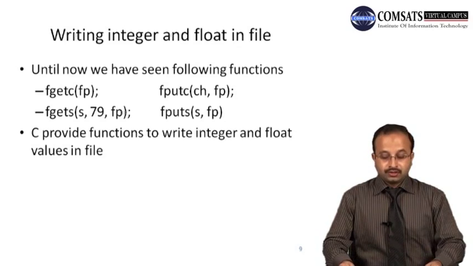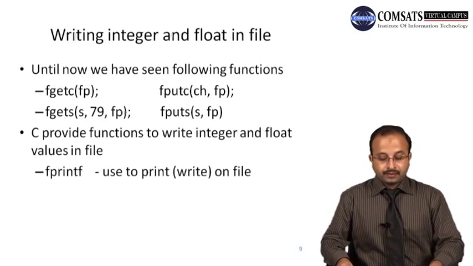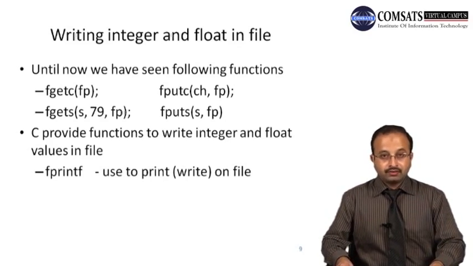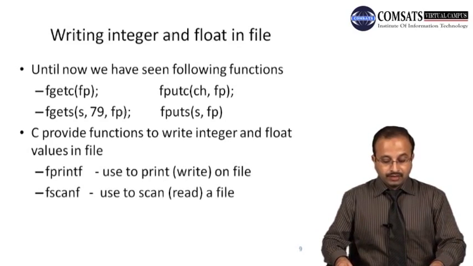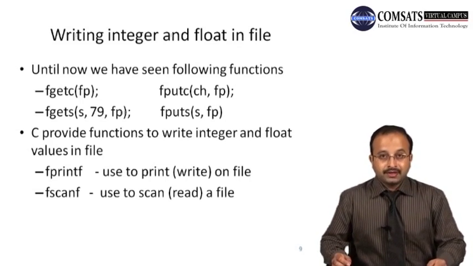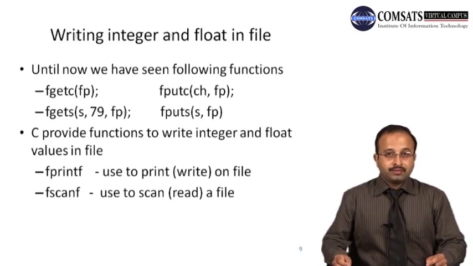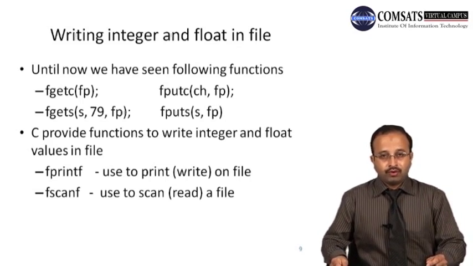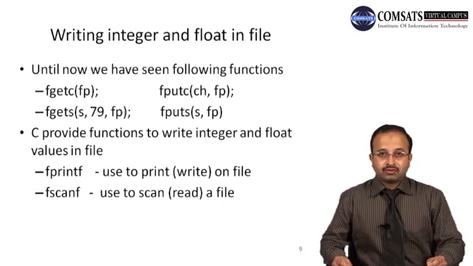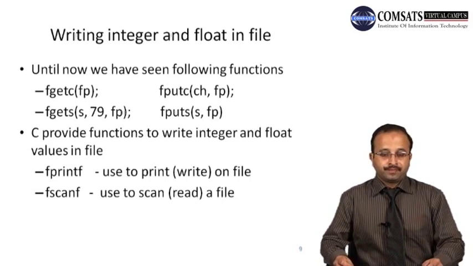C provides functions to write integers and floating point values in a file, and these functions are fprintf, that is used to print or write on a file, and fscanf, used to scan, that is read a file. So fprintf and fscanf are not limited to only numbers, that is integers or floating point, but you can write characters, you can write strings using those functions as well.